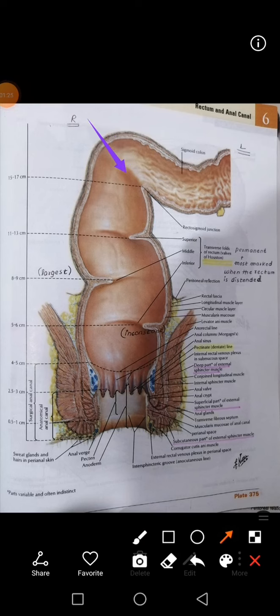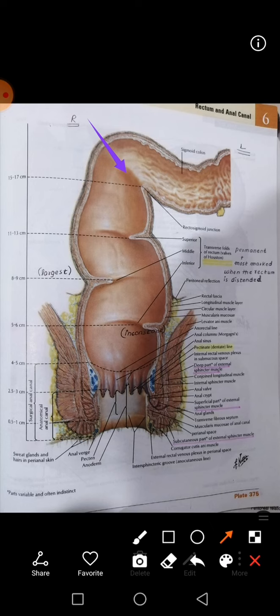This rectosigmoid junction is indicated by the lower end of the sigmoid mesocolon. And you know the sigmoid mesocolon is the mesentery that basically suspends the sigmoid colon from the posterior abdominal wall, and this junction is indicated by the lower end of the sigmoid mesocolon.